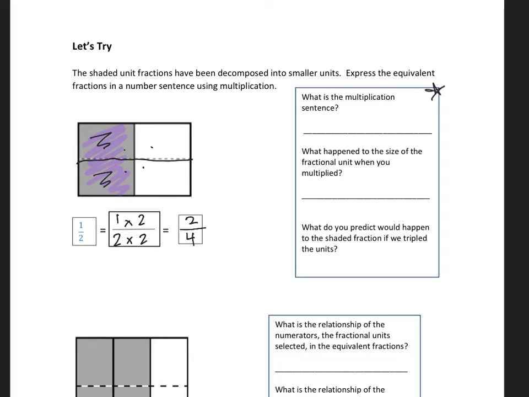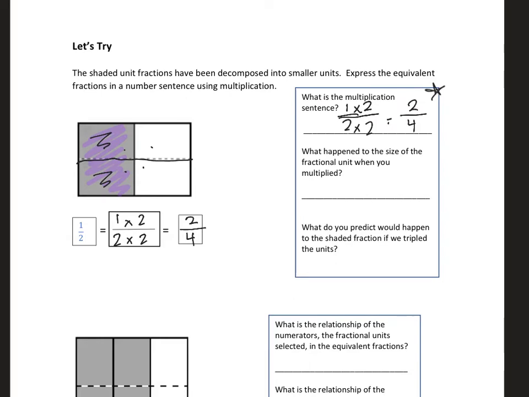Okay? So what is the multiplication sentence? Again, it's just 1/2, and then you multiply 2 up top, and you multiply 2 on the bottom, and you get 2/4.